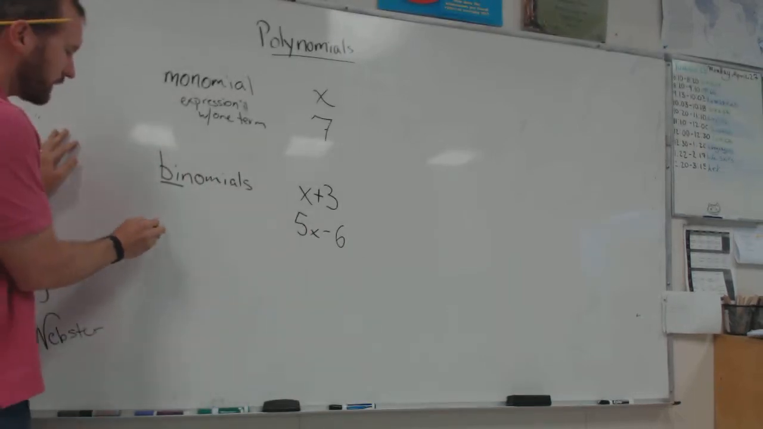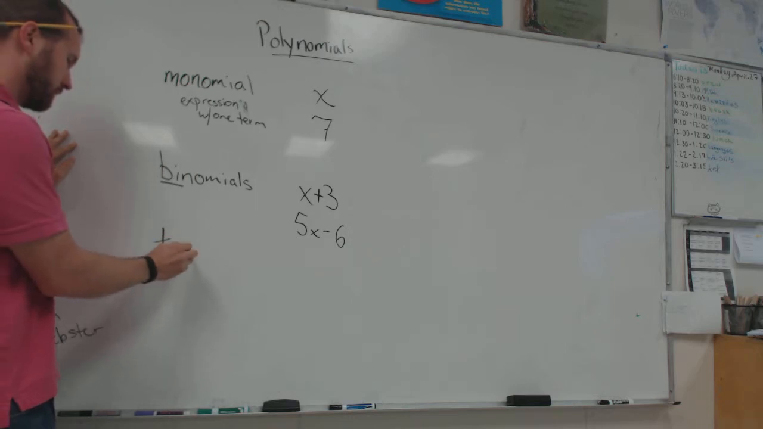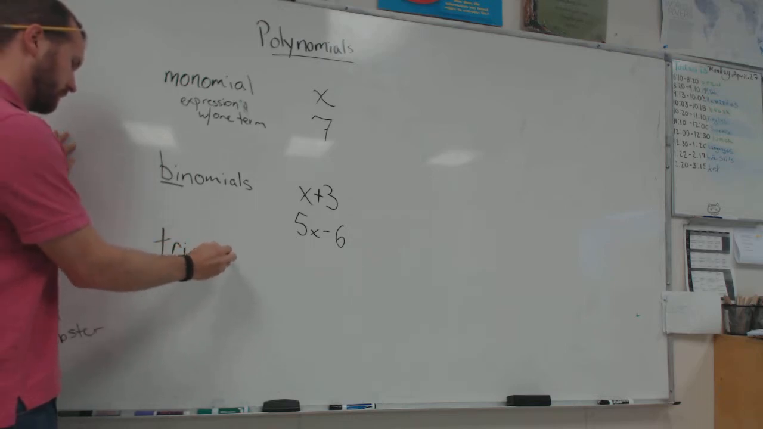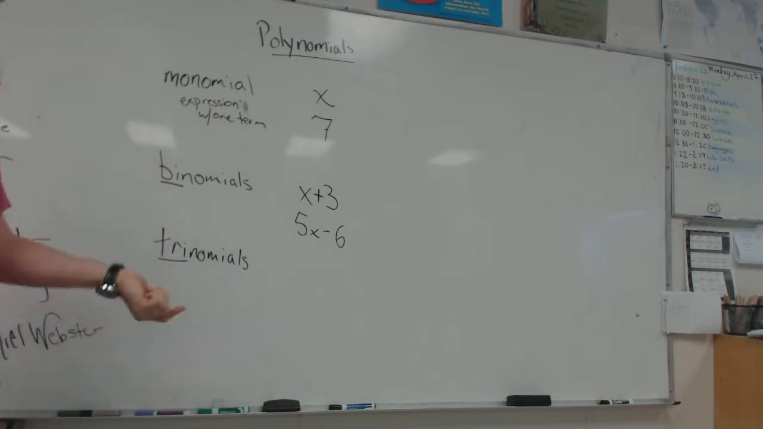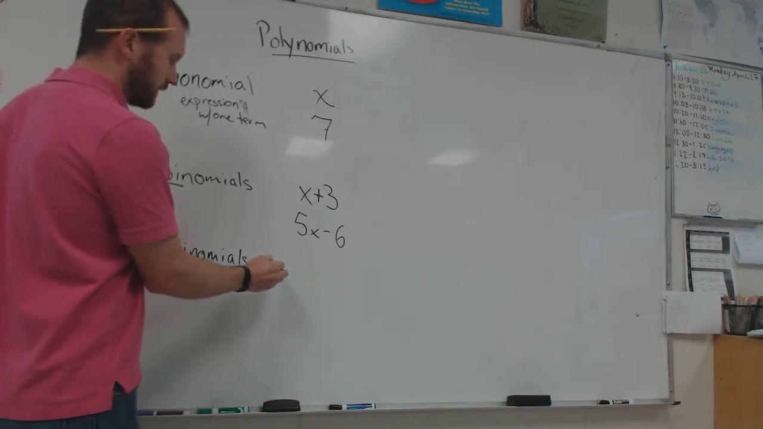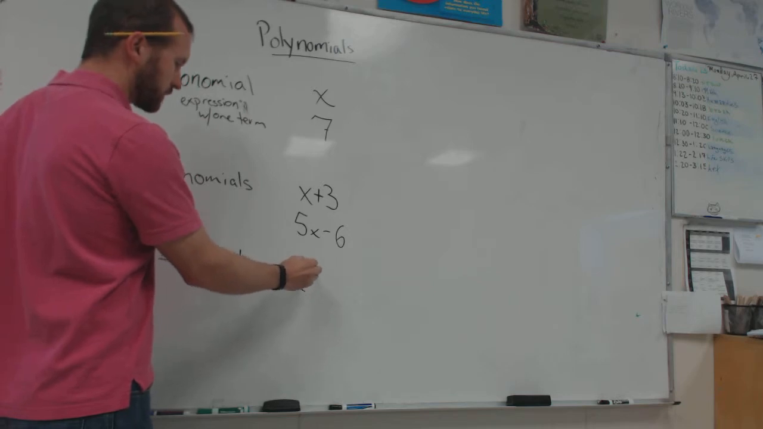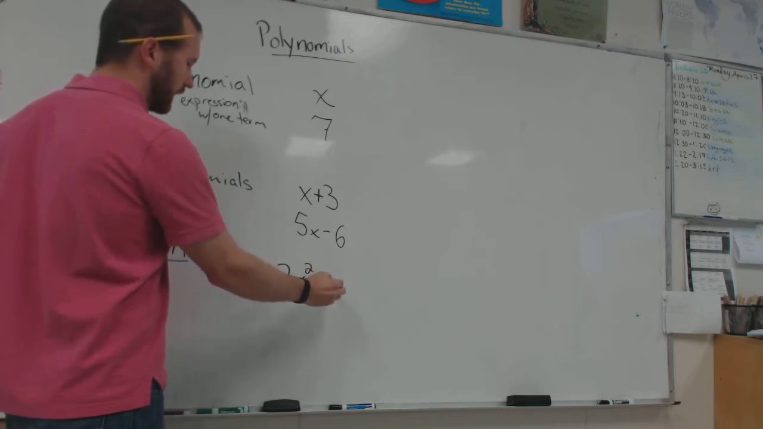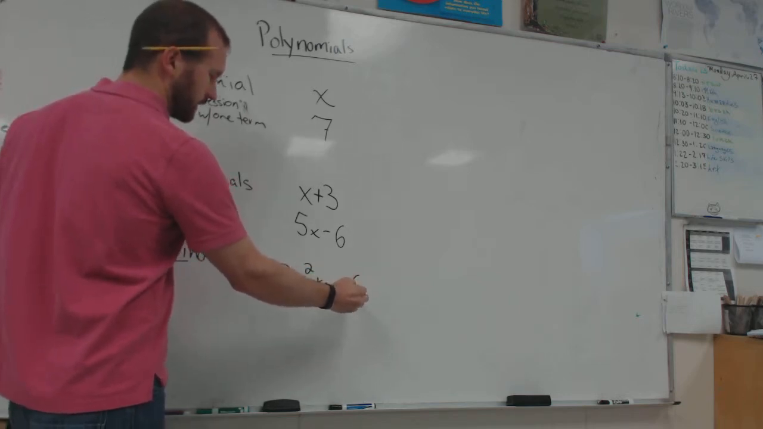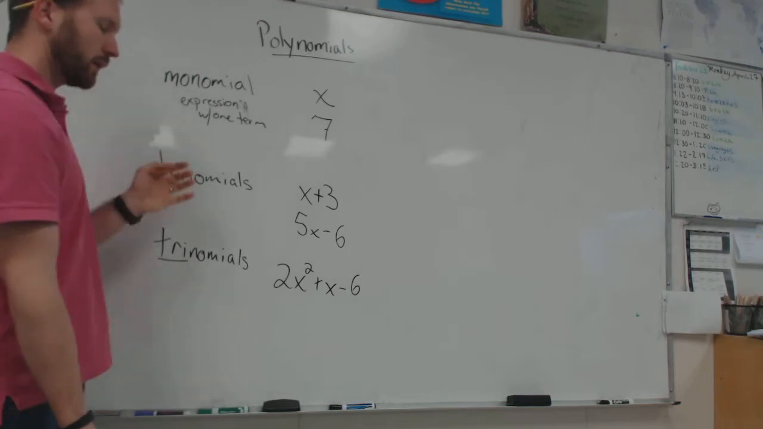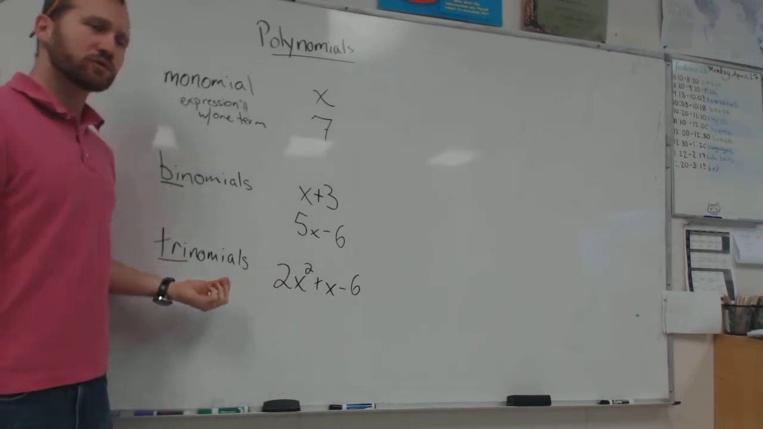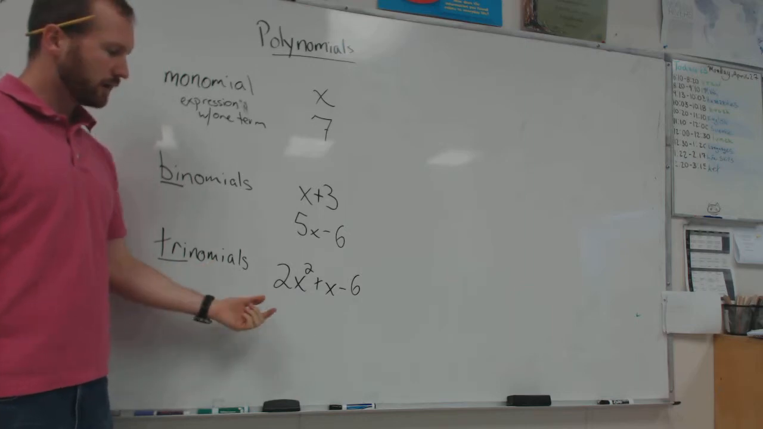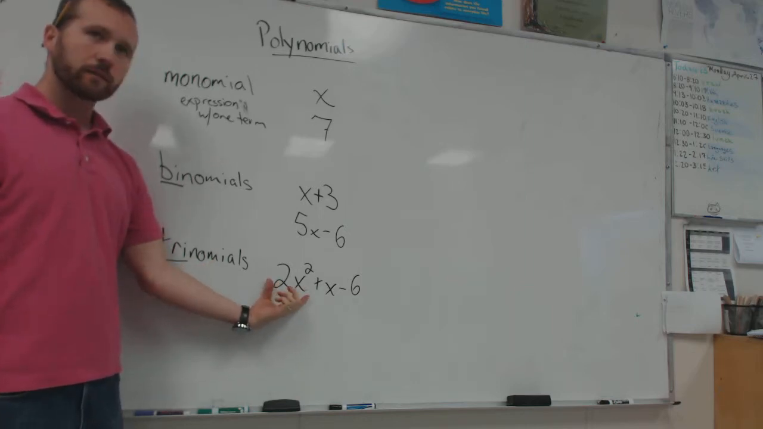We have trinomials. How many terms do you think trinomials have? 3. So 2x squared plus x minus 6. This is a trinomial. And you notice, now I have this x squared term. Most trinomials that you see in algebra are going to have an x squared.